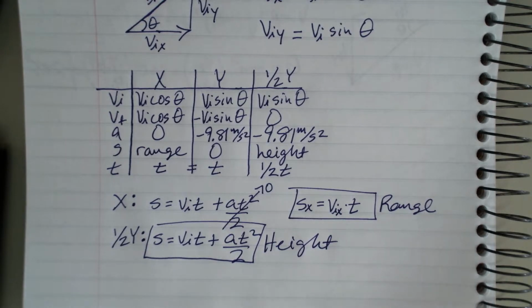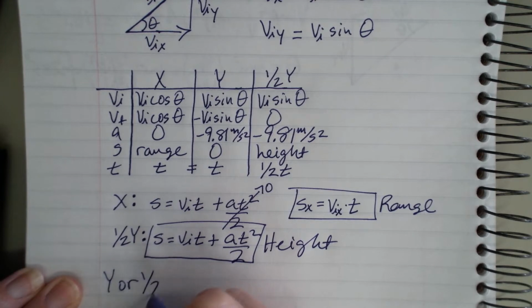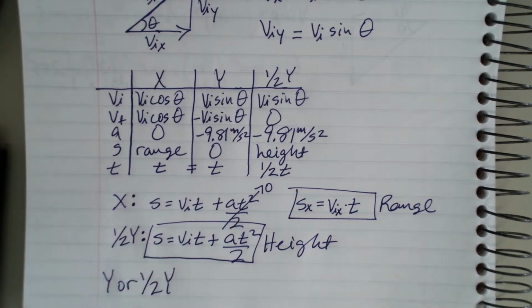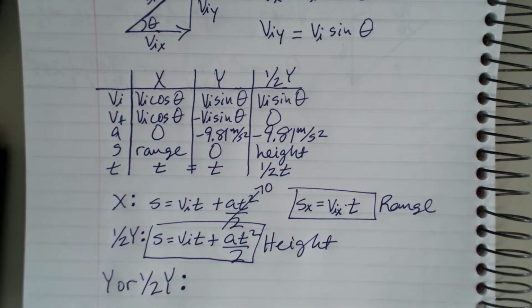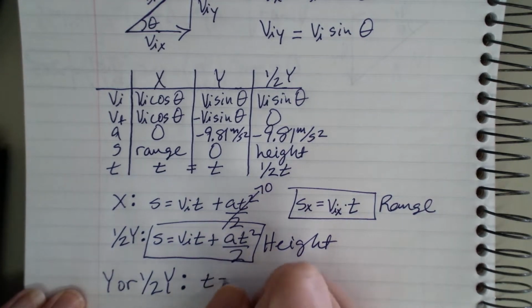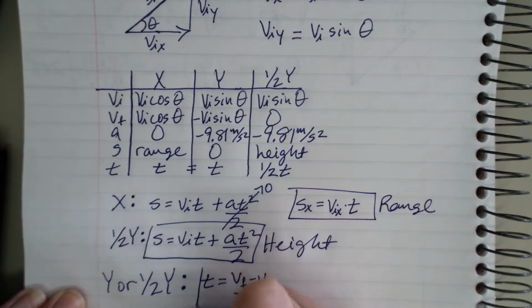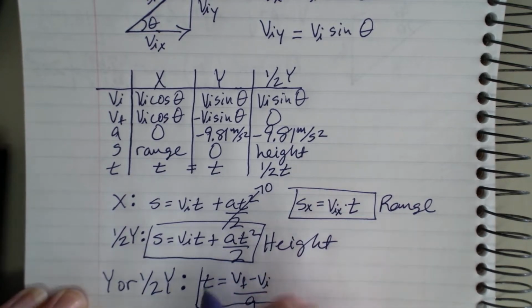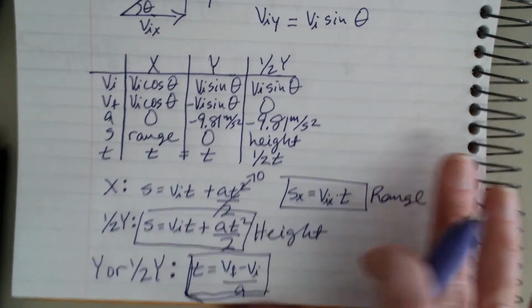To find time, sorry, you can use the y or your half y. Just remember, though, that half y is half the time, and y data will give you the whole time. But I would just use the acceleration formula where you flip the a and the t. So t equals v final minus v initial over a. That will give you your time.